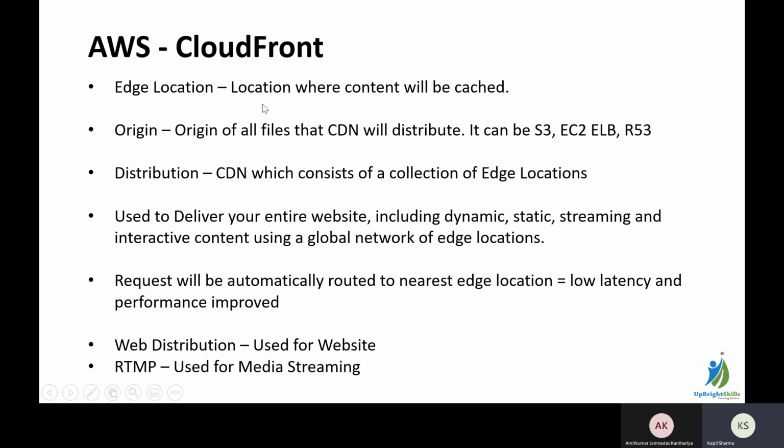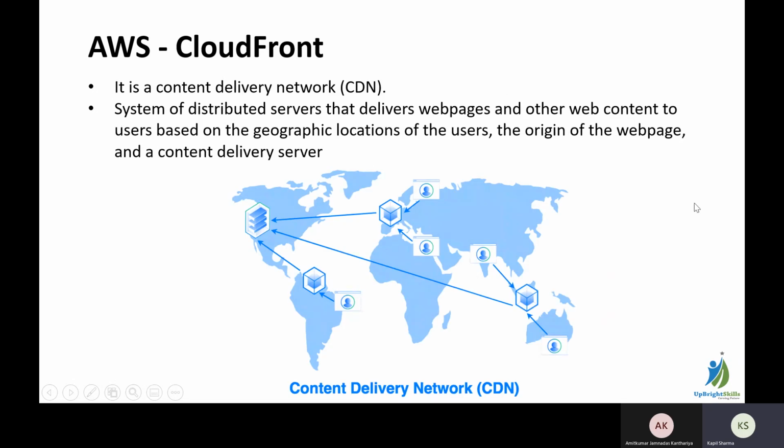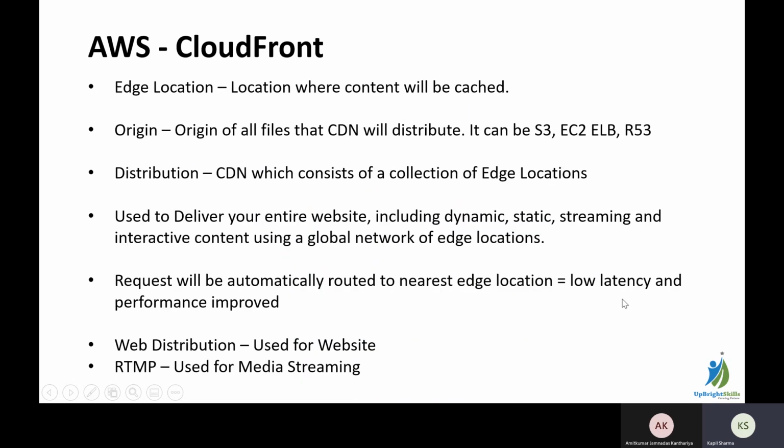Edge locations are locations where the content is being cached. So there are different edge locations. Here you can see there are different edge locations where your data is being cached. Origin is the origin of all the files that the CDN will distribute. So the origin server is where your data is collected from and distributed to all the different edge locations. That is called the origin. The origin can be an S3 bucket, an EC2 instance, an Elastic Load Balancer, or Route 53, right?